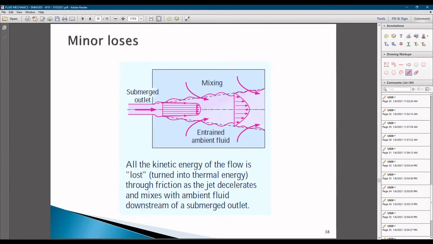Okay, all the kinetic energy of the flow is lost. Basically it turns into thermal energy through friction as the jet decelerates and mixes with ambient fluid downstream of a submerged outlet.